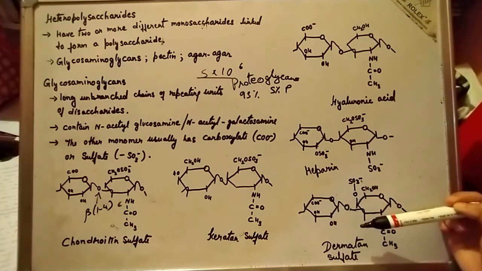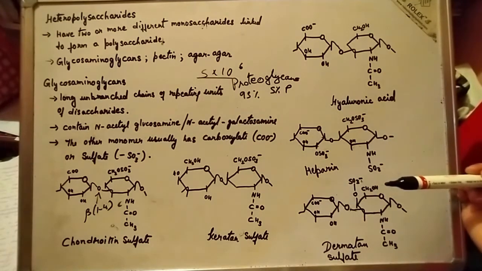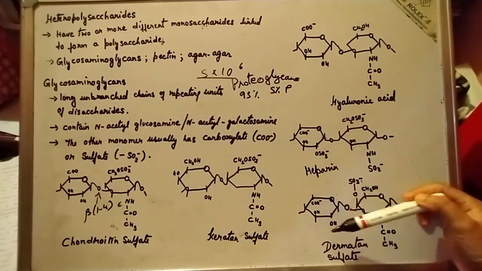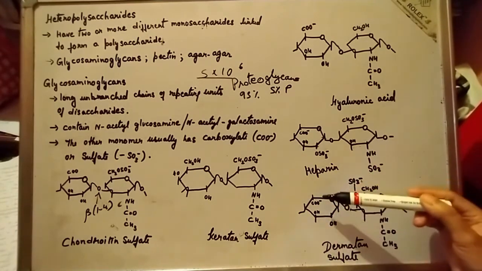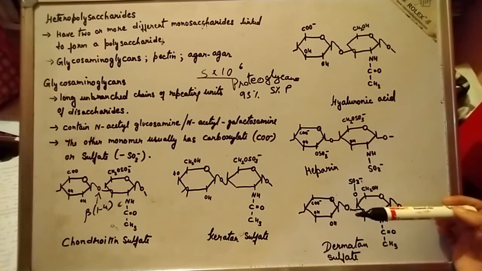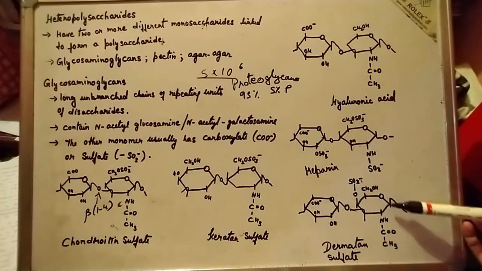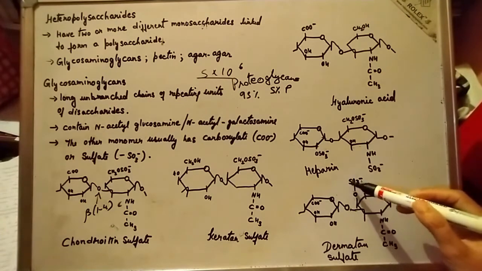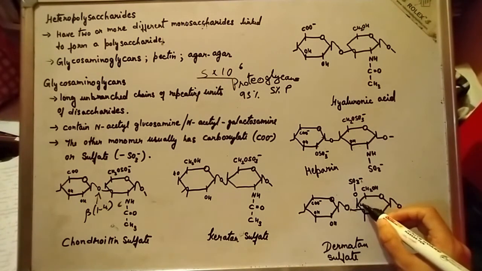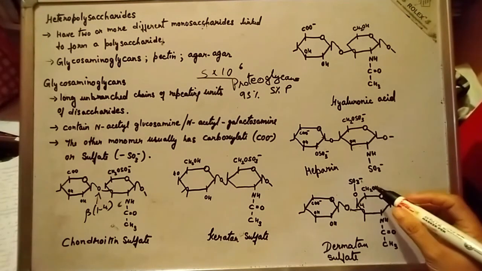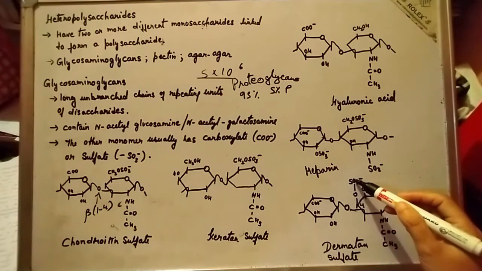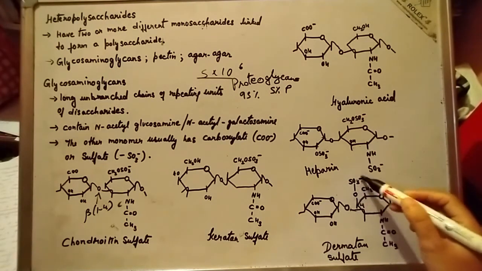However, if you see here, it differs from the chondroitin sulfate in having the L-iduronic acid in place of the D-glucuronic acid as the first unit of the disaccharide. So the second unit here is N-acetyl galactosamine, which is sulfated at carbon number 4. You can see here, this is the carbon number 4. The N-acetyl galactosamine is sulfated at carbon number 4, where the OH group is replaced by the sulfate group.